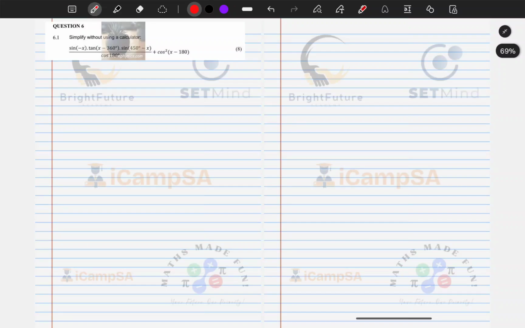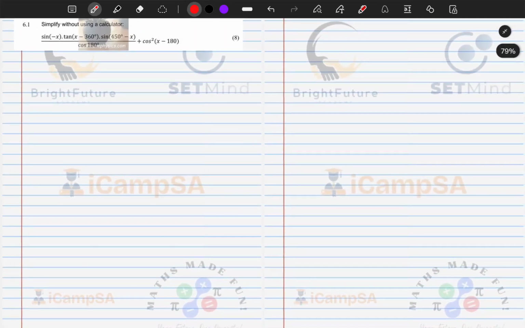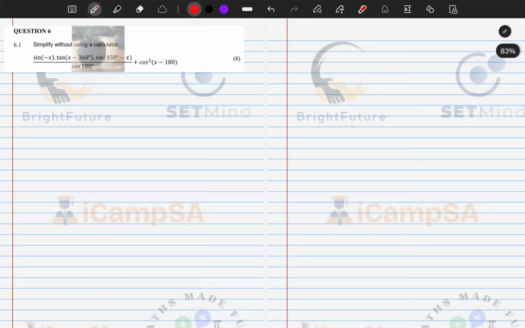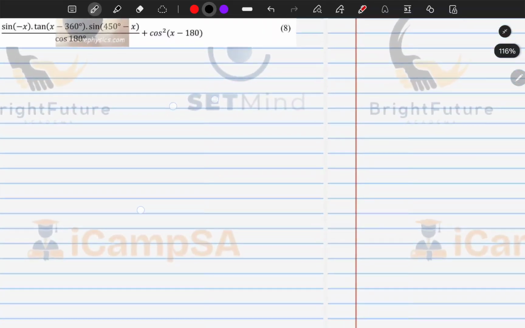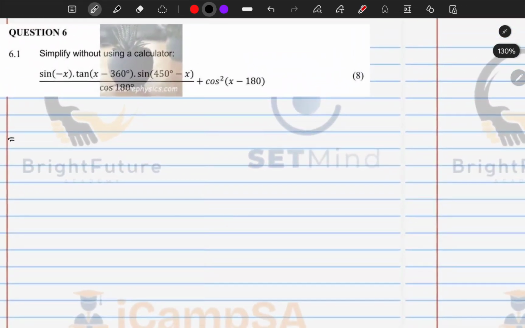Right. So now let's look at the next question, which is question 6. So what do we have here? We also need to simplify this without the use of a calculator, and it's 8 marks. So we don't need to make mistakes with this one. I'm not going to write it again. I'm just going to go ahead and solve it.